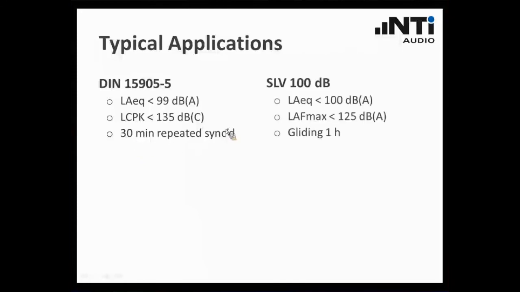In contrast, if we look at the Swiss standard for the same application, live events, we have different levels, but I have selected here the 100 dB level. We have this as maximum limit. We have for the LAF max, in contrast to the LC peak, in Switzerland the LAF maximum is the limit for the highest level that may occur, 125 dB. And here we have a gliding recording over 1 hour instead of 30 minutes repeated synchronized. So here you can see that by reading these standards, you will find out the relevant parameters that have to be adjusted for your recording.